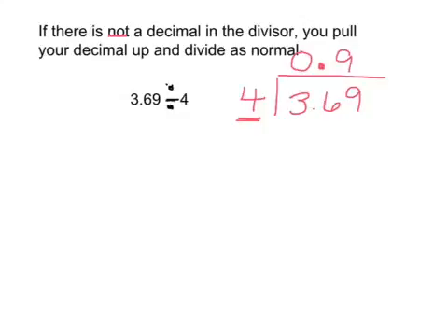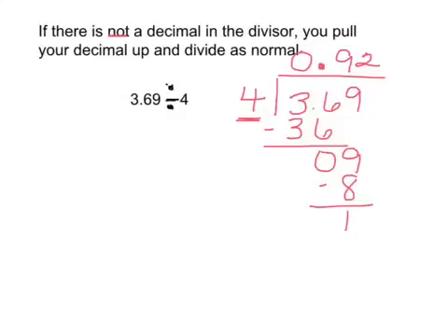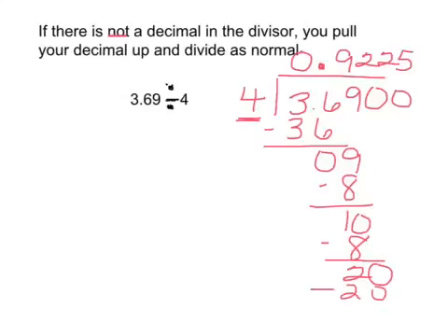9 times 4 is 36. I'm going to subtract and get 0, and I'm going to bring down that 9. 4 can go into 9 exactly 2 times. Subtract and I get 1. Here I'm going to add a 0, bring it down. 4 can go into 10, again 2 times. Subtract and I'm going to get 2. I'm going to add one more 0, bring it down, and 4 goes into 20 5 times. And now this problem is completed.